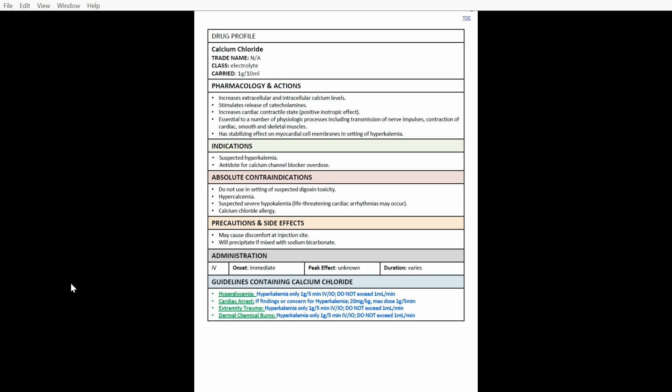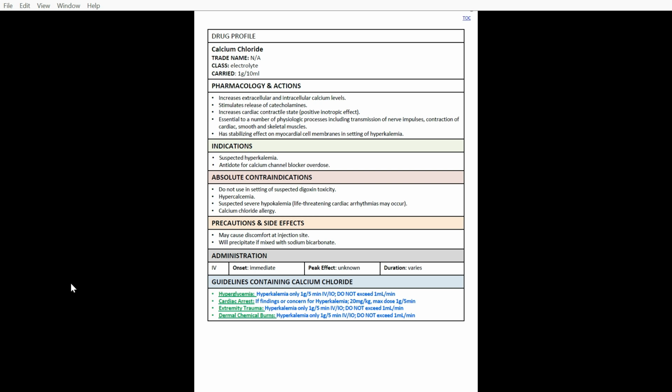The way that calcium chloride works in the body is that it increases extracellular and intracellular calcium levels. It also stimulates the release of catecholamines, meaning dopamine, epi, and norepi. So we could expect some increased contractility of the heart when giving this medication, otherwise known as positive inotropic effects.